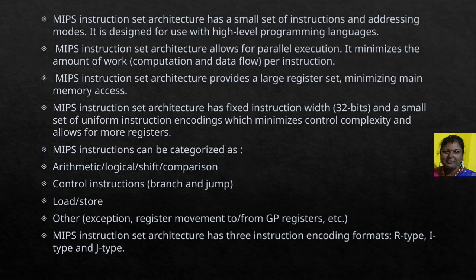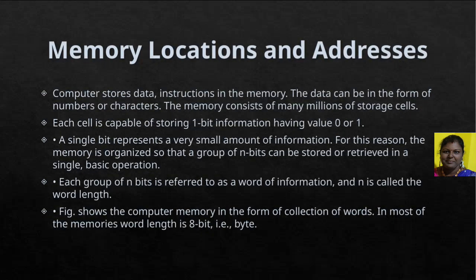Instructions fall into categories like arithmetic, control, load store, and others. There are 3 main encoding formats: R-type, I-type, and J-type. Let's talk about how a computer stores data and instructions in memory.